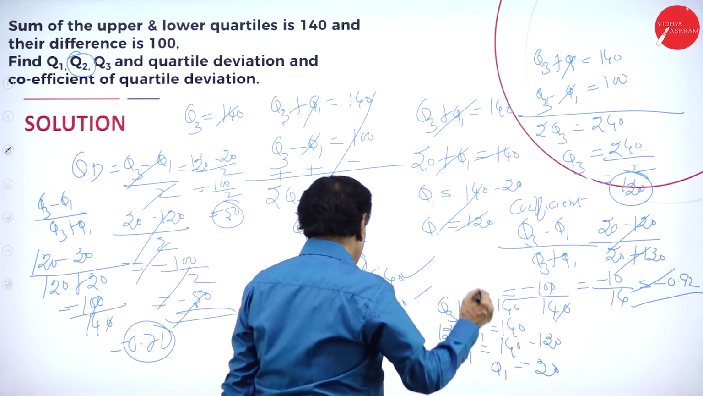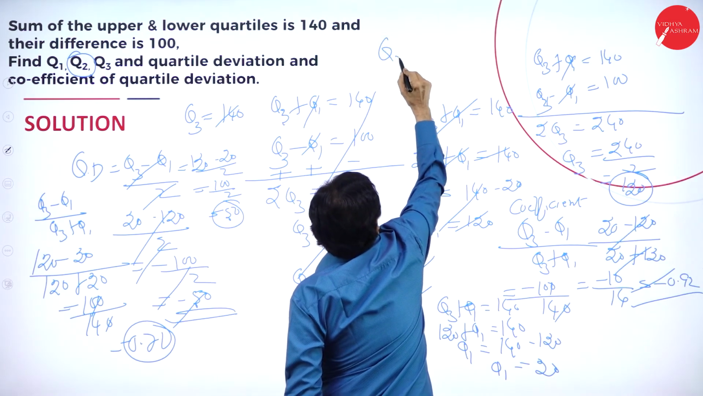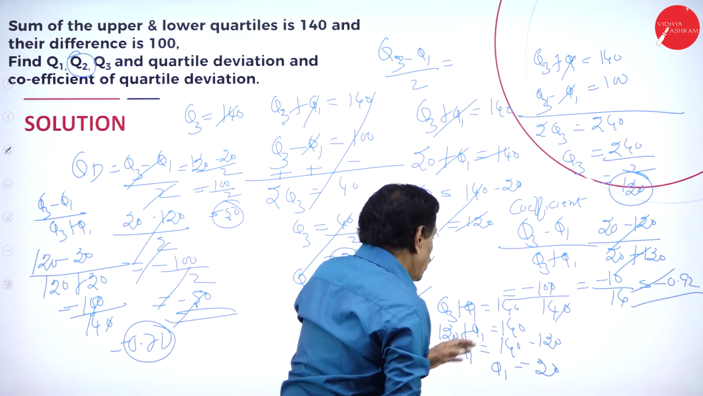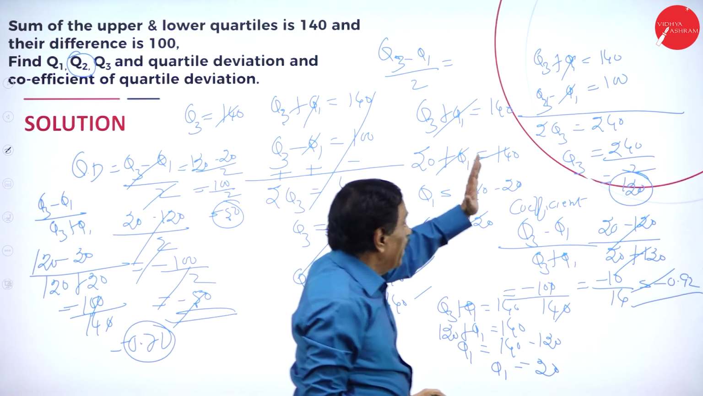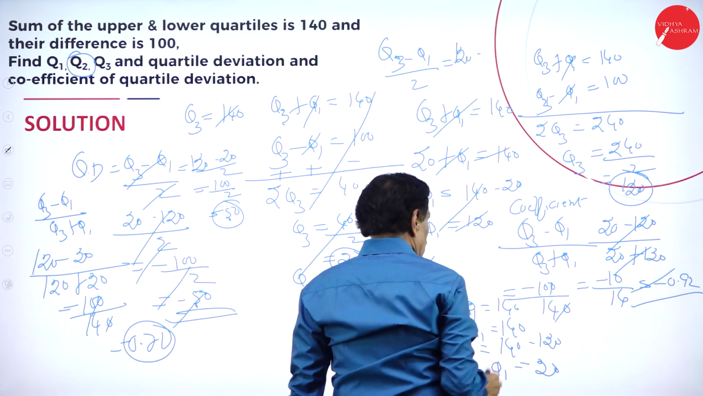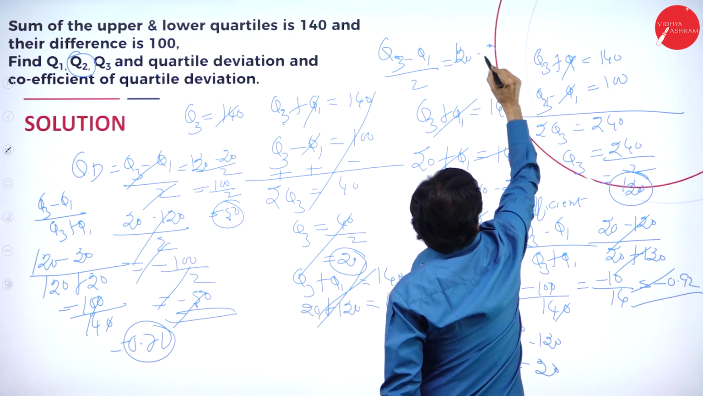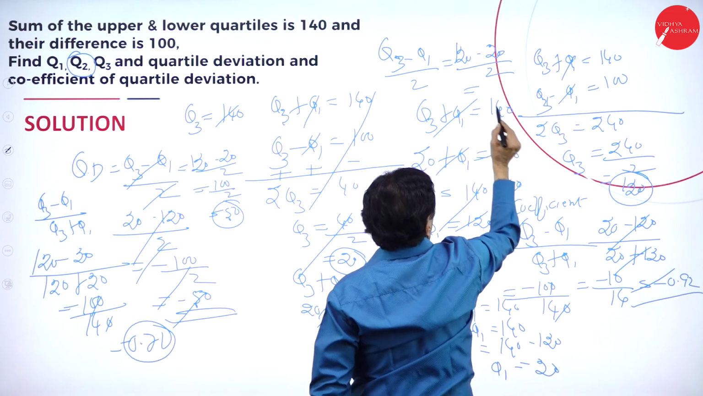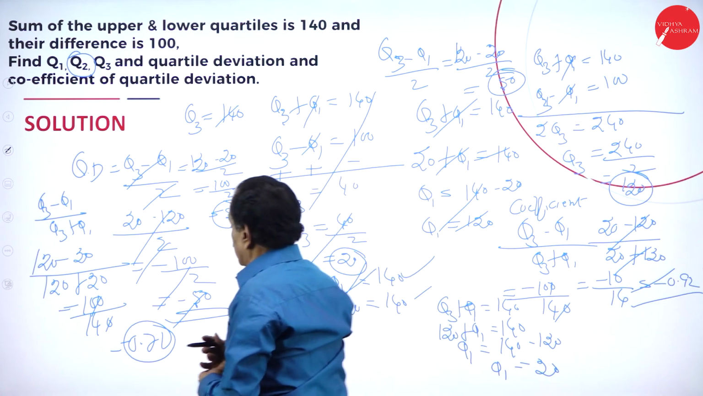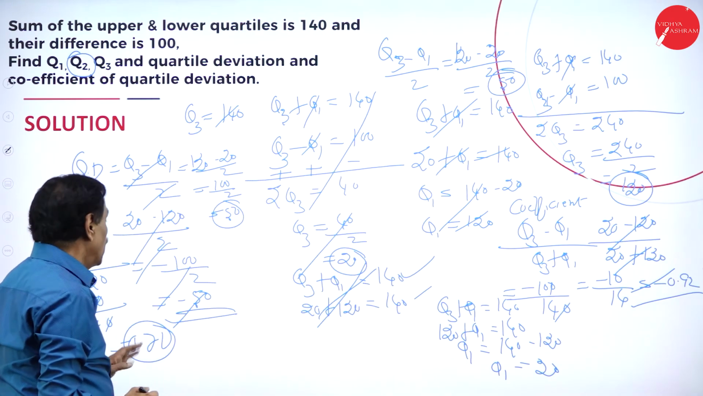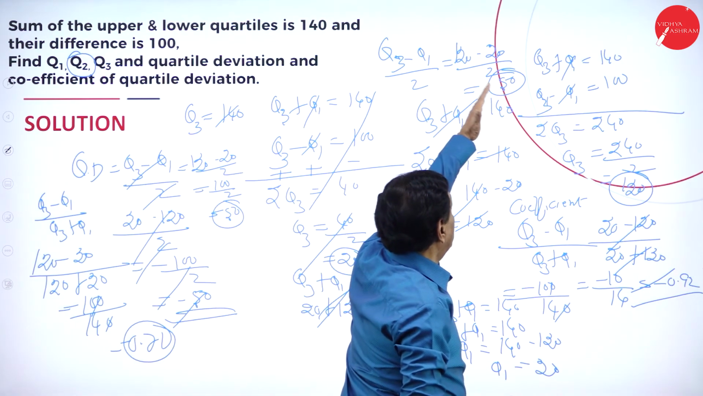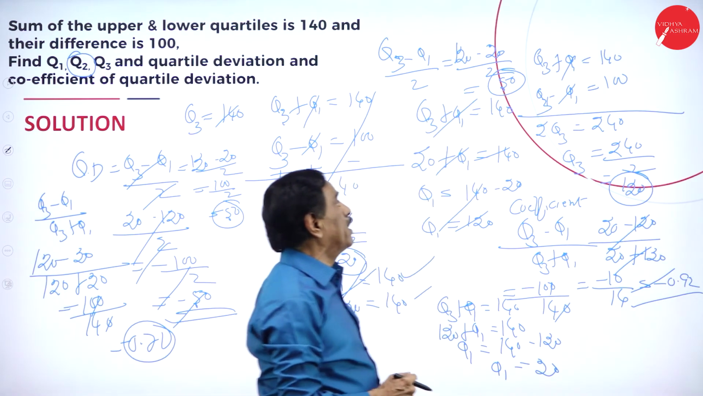What's your formula? Q3 minus Q1 divided by 2. What's your Q3 you find out here? If you add this, what's your Q3? 120. Your Q1 is 20. Divided by 2: 100 divided by 2. This is your 50. This is your quartile deviation you have got. Here, coefficient of quartile deviation 0.71. 120 minus 20 is 100 divided by 2 is 50.